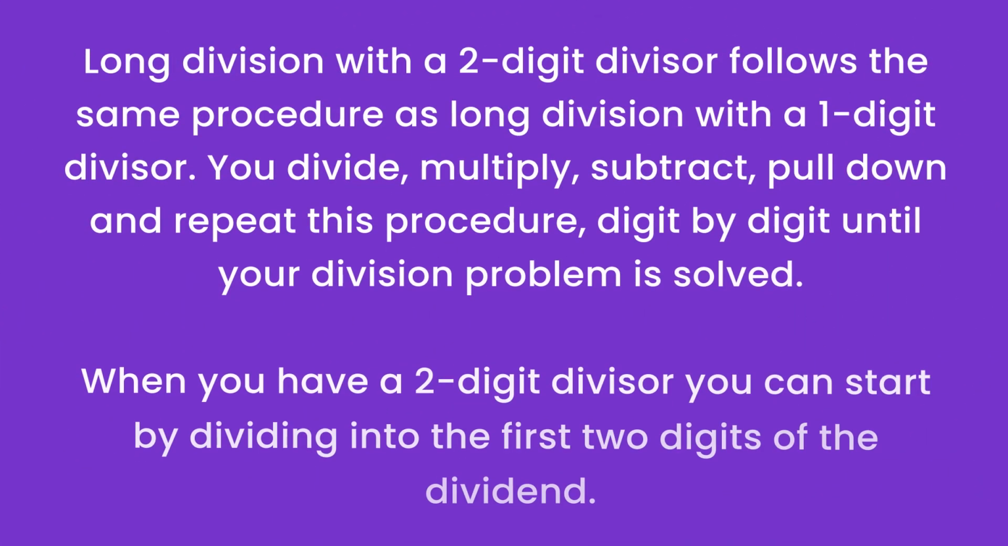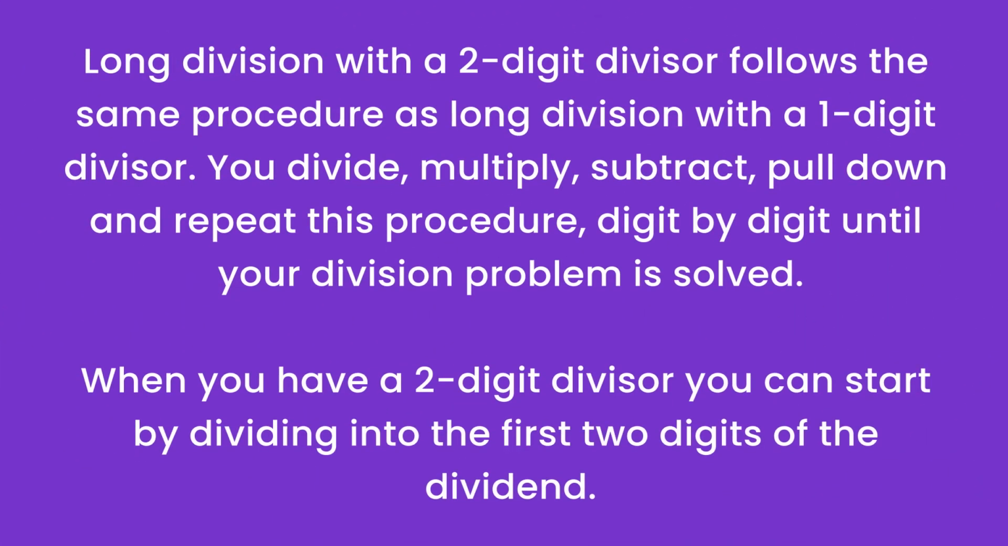Long division with a 2-digit divisor follows the same procedure as long division with a 1-digit divisor. You divide, multiply, subtract, pull down, and repeat this procedure digit by digit until your division problem is solved. When you have a 2-digit divisor, you can start by dividing into the first 2 digits of the dividend.